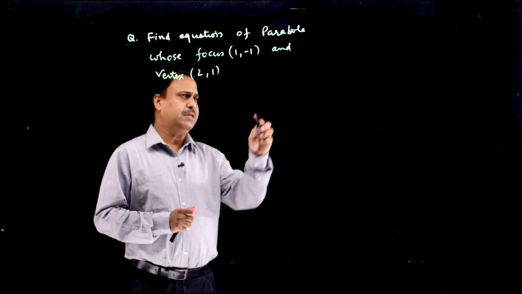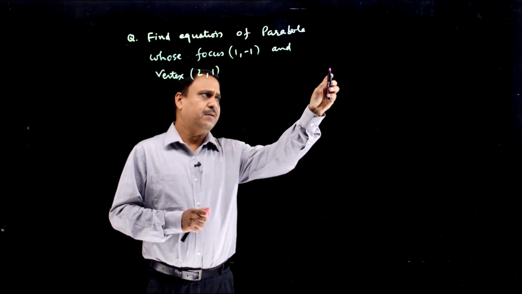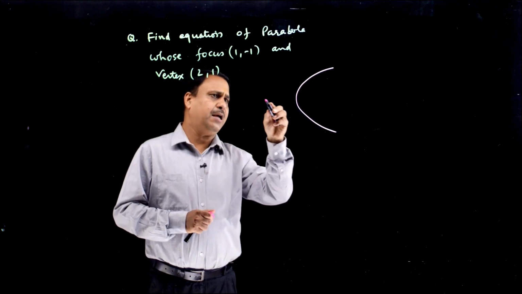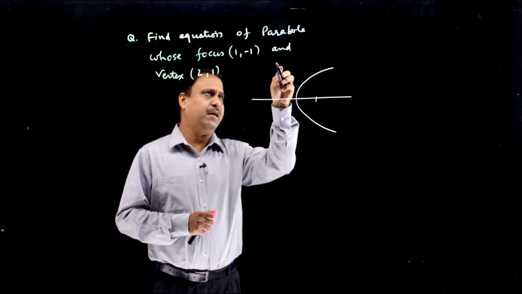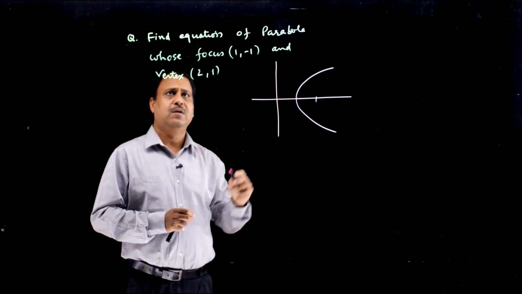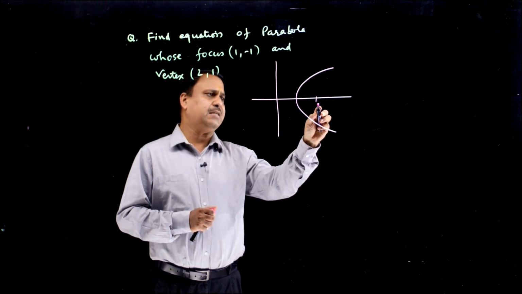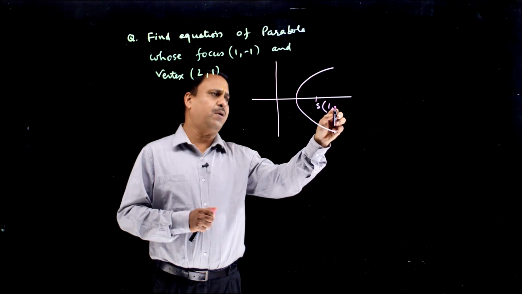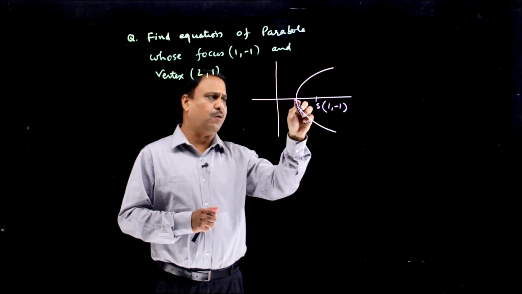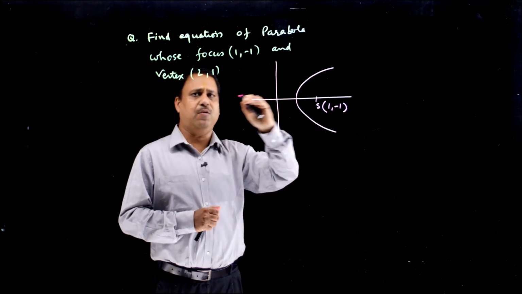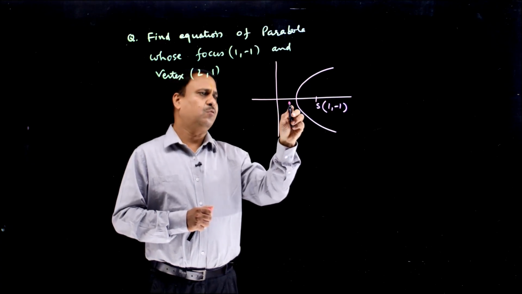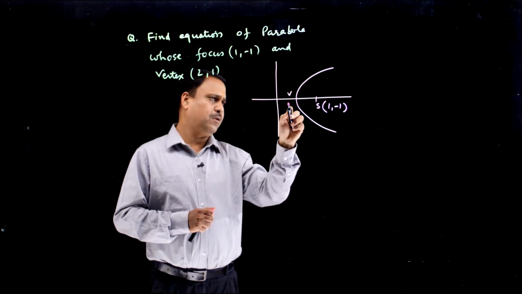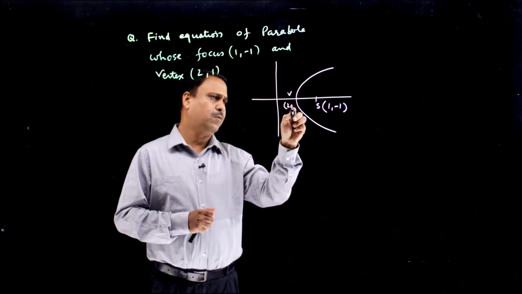Basic concepts means, if this is the parabola, this is the focus, this is the vertex, and here is the directrix. In this case, focus S is given as (1, -1). Now consider this is not the origin. This is the axis of the parabola. This is (1, -1), and this is the vertex (2, 1).